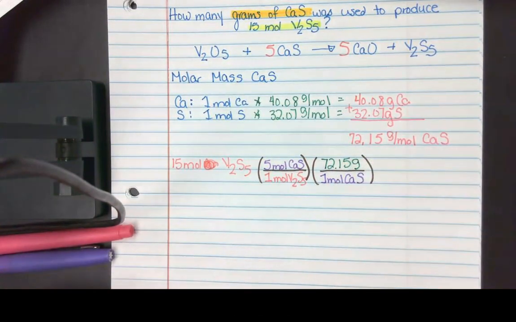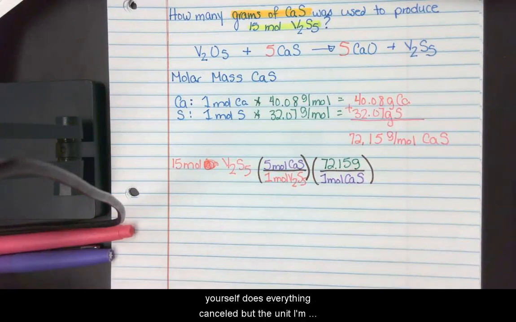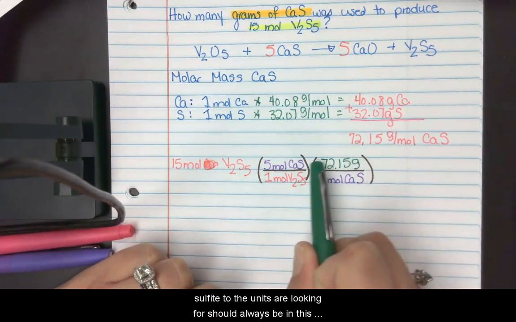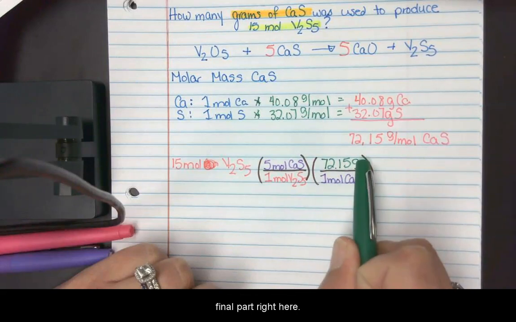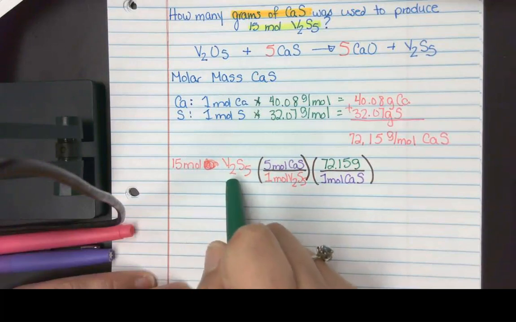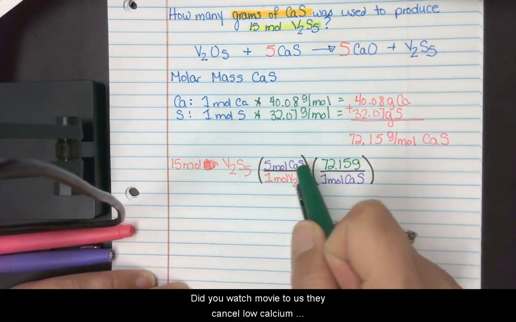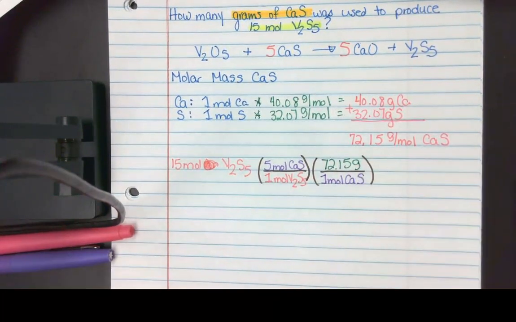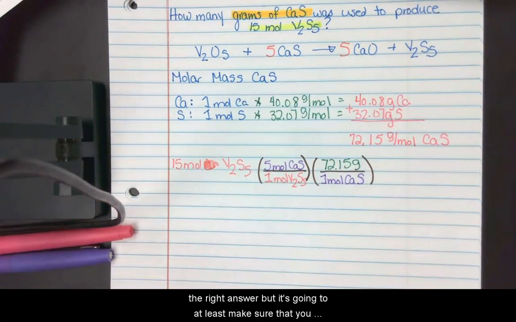And a nice trick to checking if you're doing this setup right is asking yourself, does everything cancel but the units I'm looking for? So we're looking for grams calcium sulfide. So the units you're looking for should always be in this final part right here, and then everything else should cancel. So moles V2S5, mole V2S5, they cancel. Mole calcium sulfide, they cancel, leaving you with grams. That's not always going to get you to 100% the right answer, but it's going to at least make sure that you have the right setup.